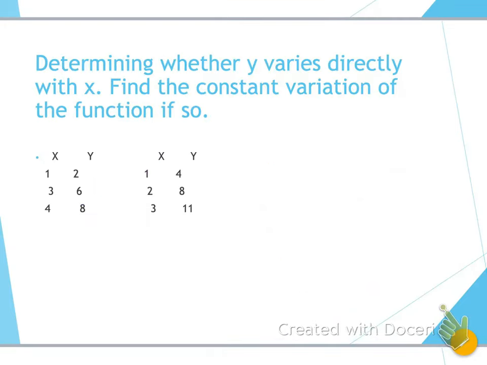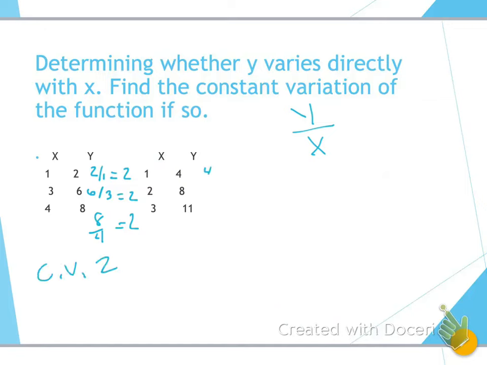Okay, so in this, we need to do our y over x equation. So if I do my y over x, I get 2 over 1, which is 2. I get 6 over 3, which is 2. I get 8 over 4, which is 2. So what they're increasing by, or kind of like what the slope is going to be, is 2. So the constant of variation this time is 2.